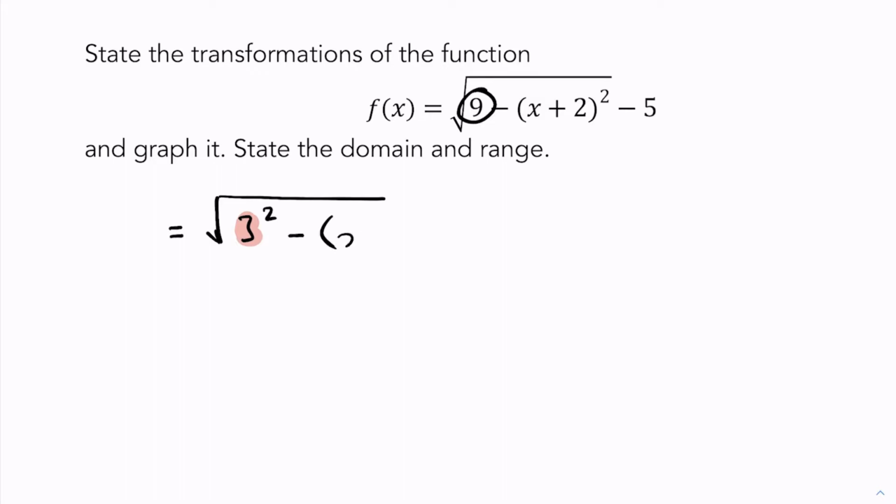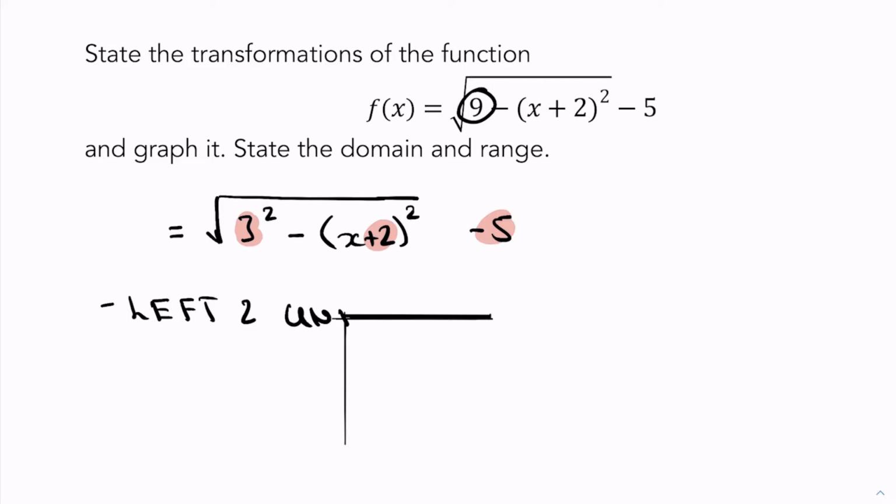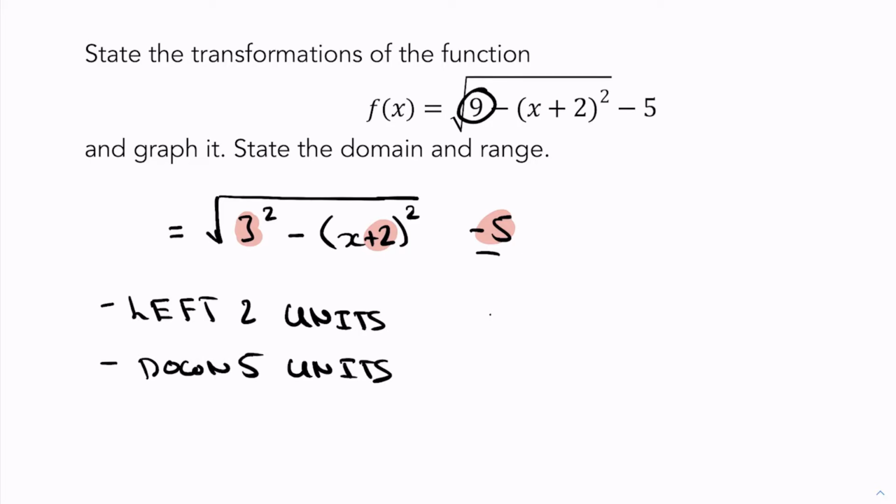Then we have a minus x plus 2 squared, and then a minus 5. If you recall, the original does not have this value here or this value here, but we do know that they are going to shift our function. So the first one will shift it left 2 units. And the second part, this minus 5 over here, will be down 5 units. And again, this number here is just the radius of our circle.